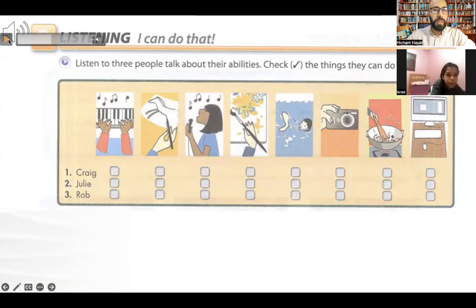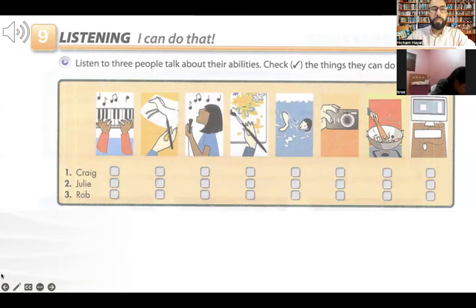Okay, number two, Julie. I can cook well. I love to cook for my friends and family. And I love to take photos on weekends with my camera. I think I can do that really well, too.